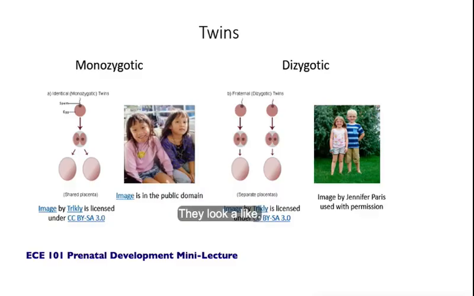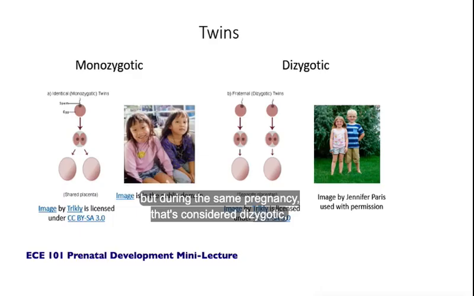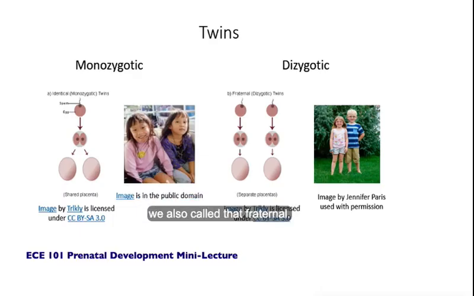They look alike. Now, on the other hand, if you have multiple embryos, so different eggs and different sperm combined, but during the same pregnancy, that's considered dizygotic. We also call that fraternal. And so you can see those are two unique human beings that are no more genetically similar than any two siblings born at different times. And you can see an image there of a girl-boy dizygotic or fraternal twins.